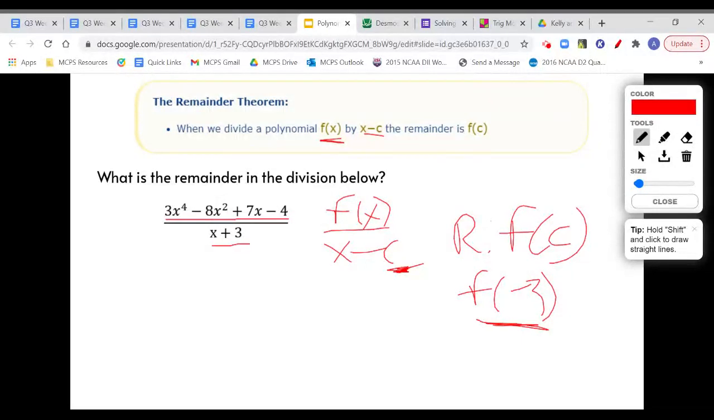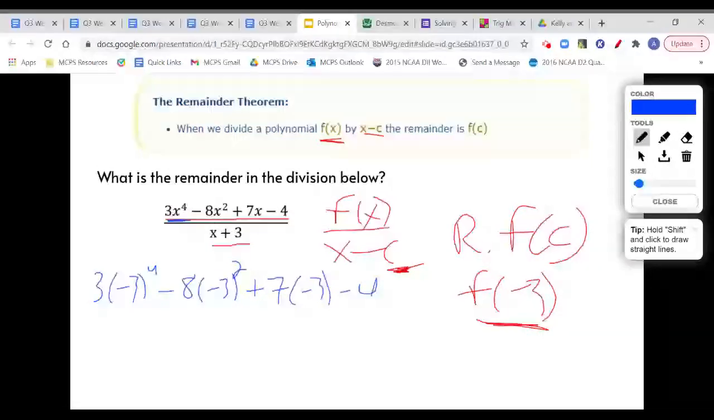So I'm going to go ahead and plug -3 into my function. So instead of writing 3x to the fourth, I'm going to write 3 times -3 to the fourth. Instead of -8x squared, I'm going to write -8 times -3 squared. I'll write plus 7 times -3, and then -4. And we are going to type that into our calculator and double check to see what that is equal to.